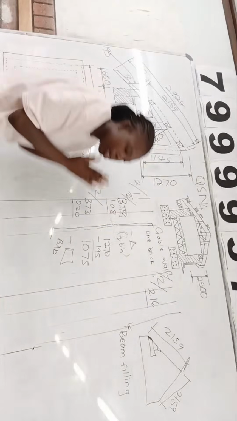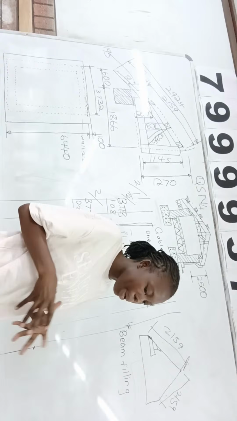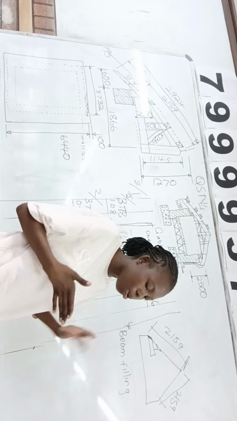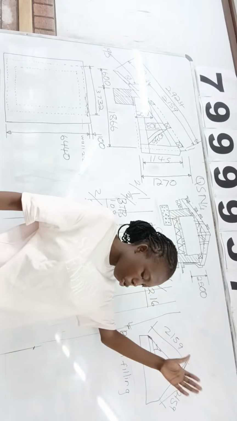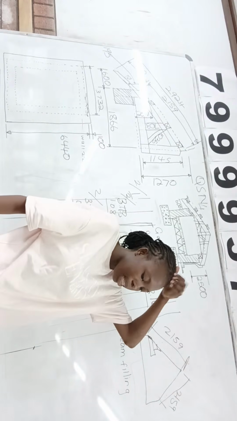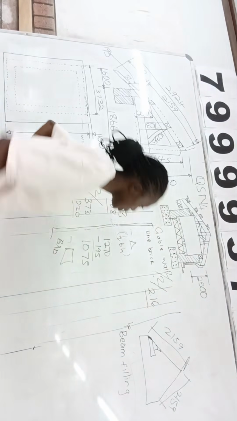Let's continue. The beam filling is a half brick wall built from under the wall plate up to under the roof covering. It closes the gap between the end of the superstructure wall and the roof covering caused by the rafters and purlins or the batten. So there's our beam filling.